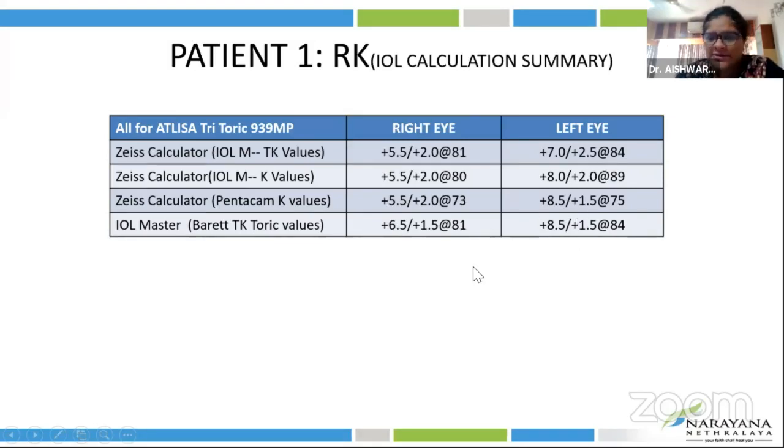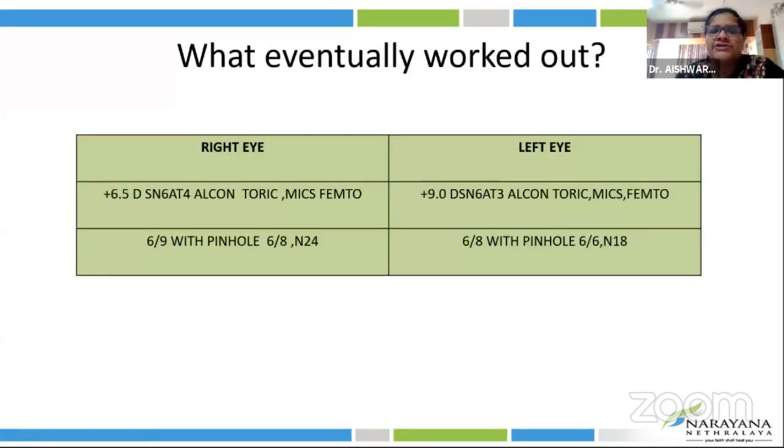With all these values, the question is, even the doctor is confused what to give because nothing is conforming to what we should be given and what should be the final outcome. We explained this situation to the patient. Patient was very understanding and she understood that it would be probably better to go with a toric IOL, and we implanted plus 6.5 toric with a Misis femto, which is what she wanted, and went ahead and gave her 6/9 with pinhole 6/6 vision on the first post-operative day.